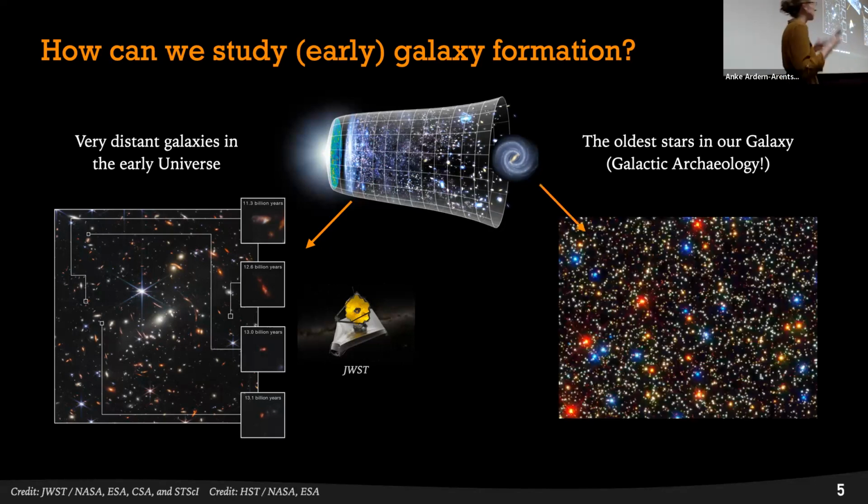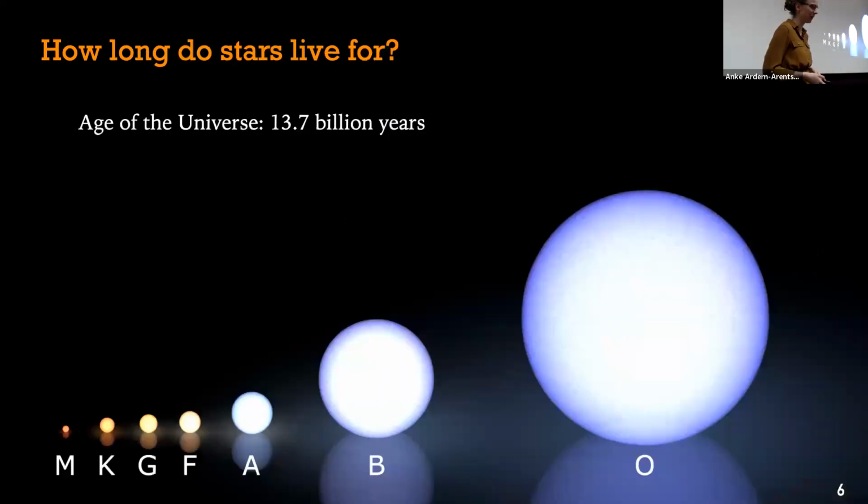The other thing you can do is look locally inside the Milky Way and look at stars that are still around from this very early time. So look at really old stars. This is what we do in galactic archaeology. We're trying to find the local fossils or remnants from the early universe and try to learn something from them about what the universe and the early galaxy were like. So that will be the focus of this talk, the Galactic Archaeology side.